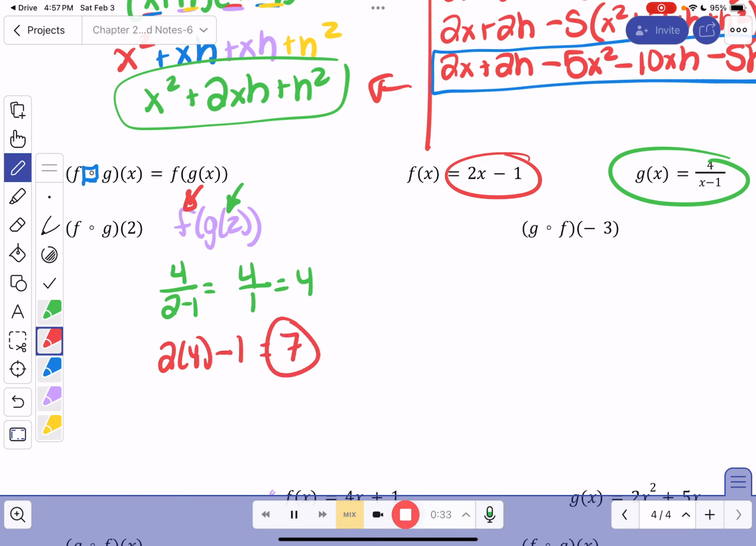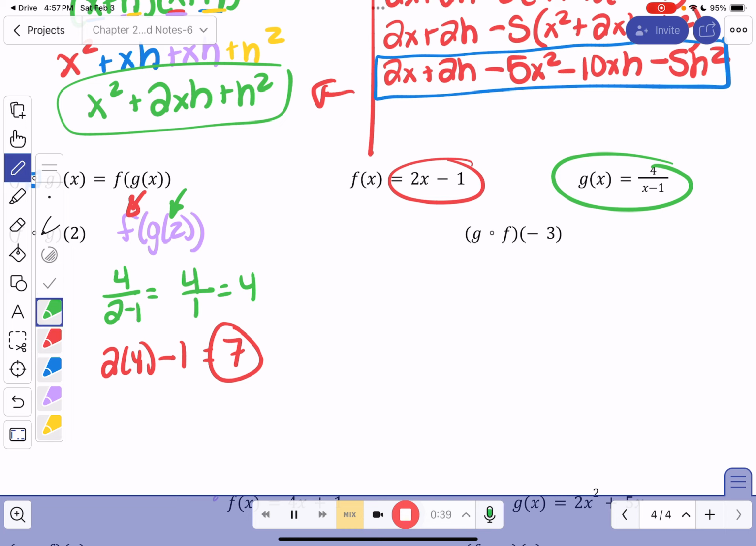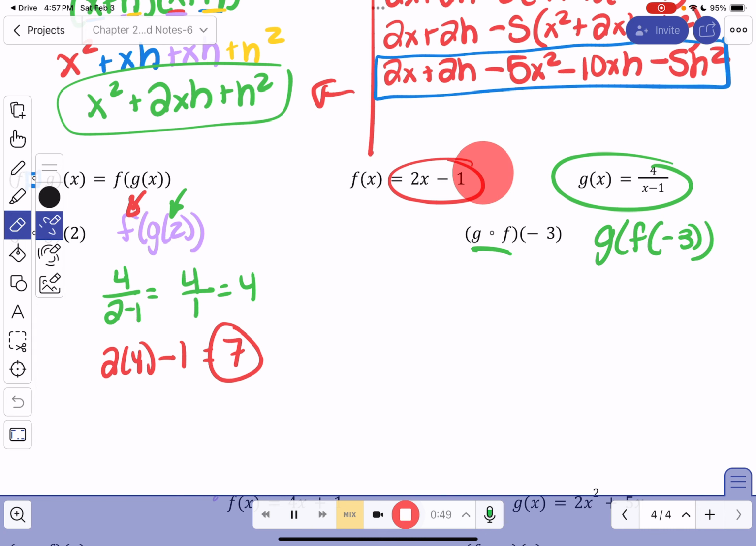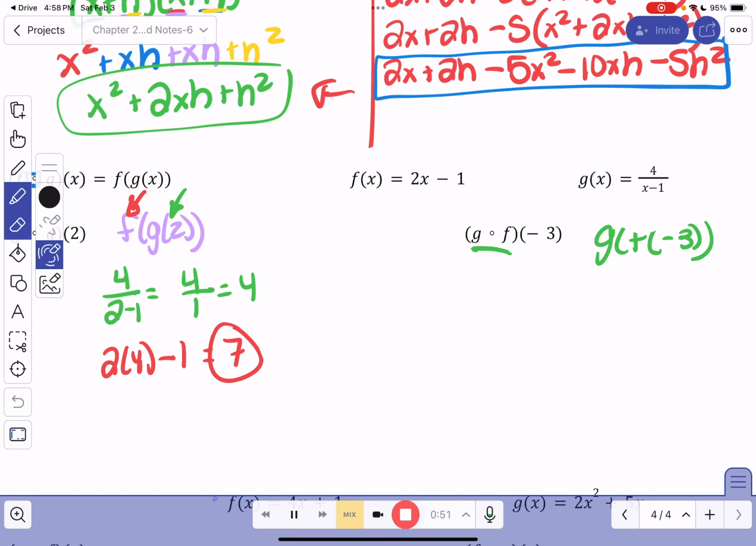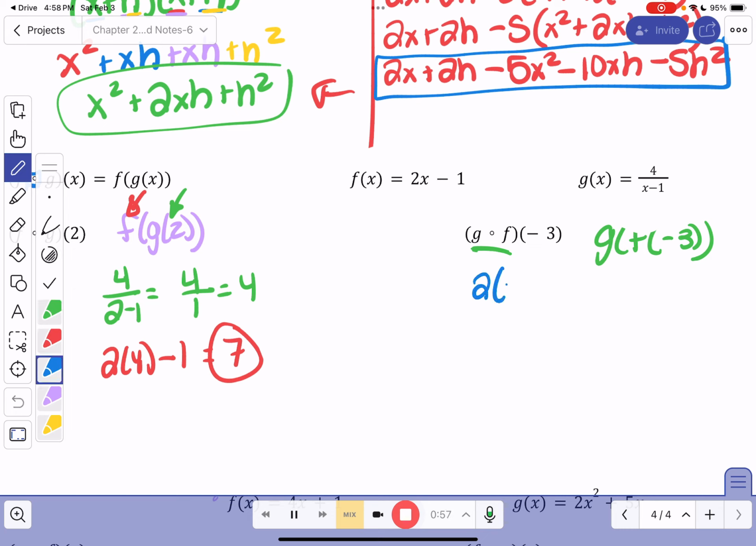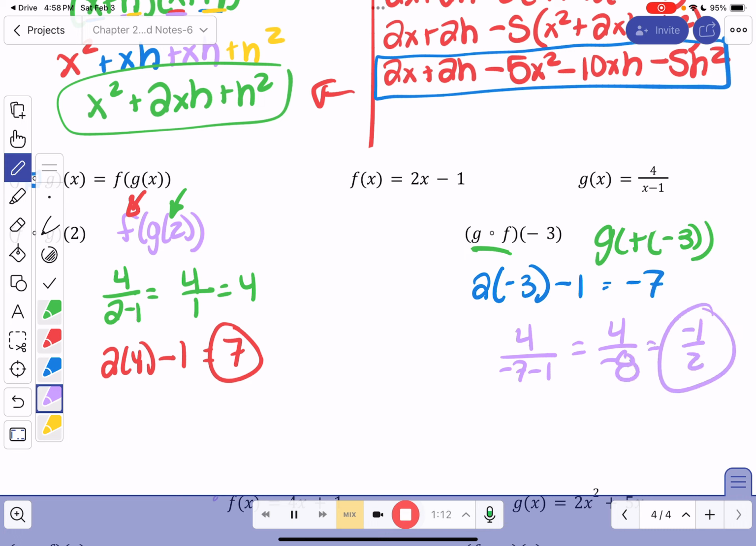You try it on the other one. Notice the difference. The only difference here is we say g circle f because we're switching the order. So you do f first because it's g of f of negative 3. Pause the video and try that. Check in when you're ready. All right, so f of negative 3 would be 2 times negative 3 minus 1, which is negative 6 minus 1, which is negative 7. And then we do g of negative 7, which would be 4 over negative 7 minus 1. Negative 7 minus 1 is negative 8, which reduces to negative 1/2.